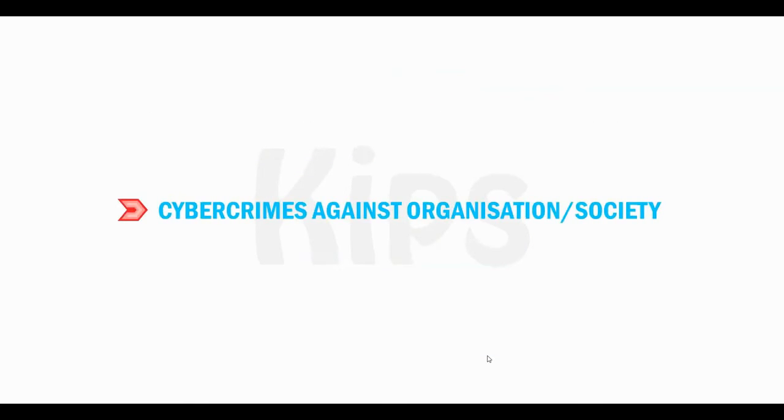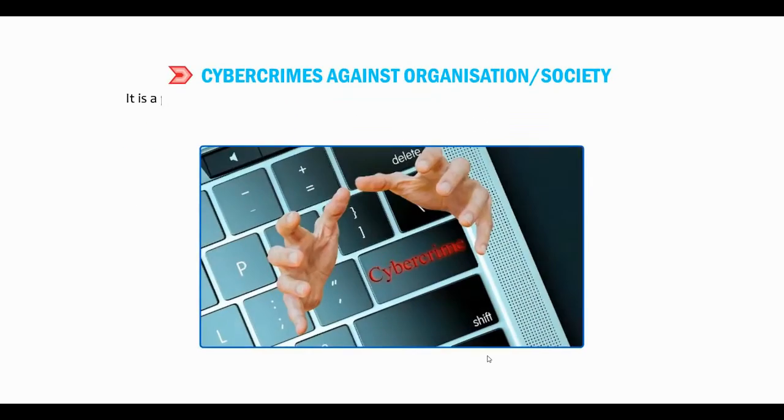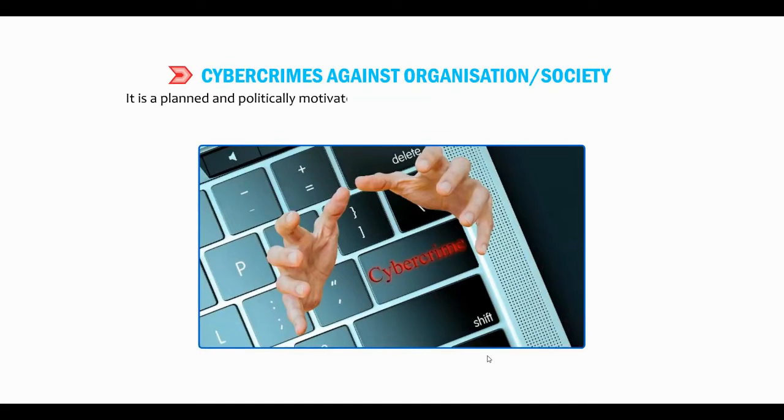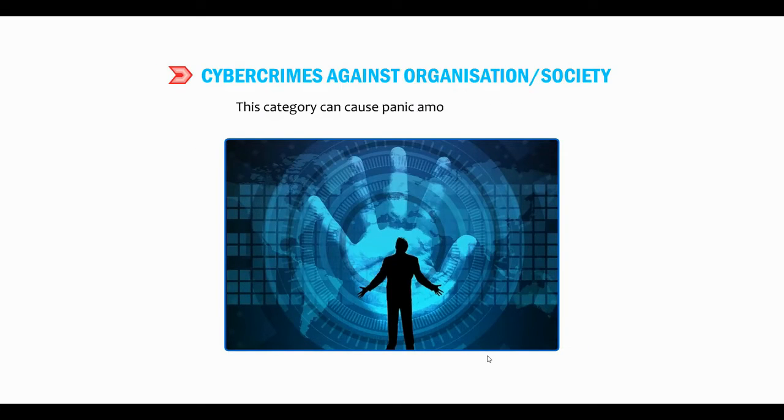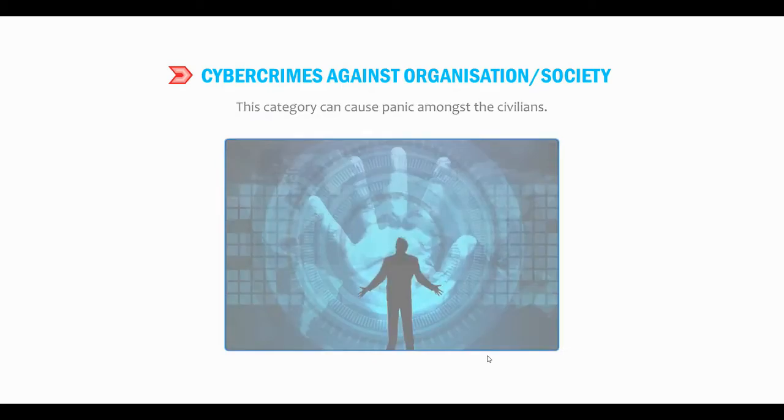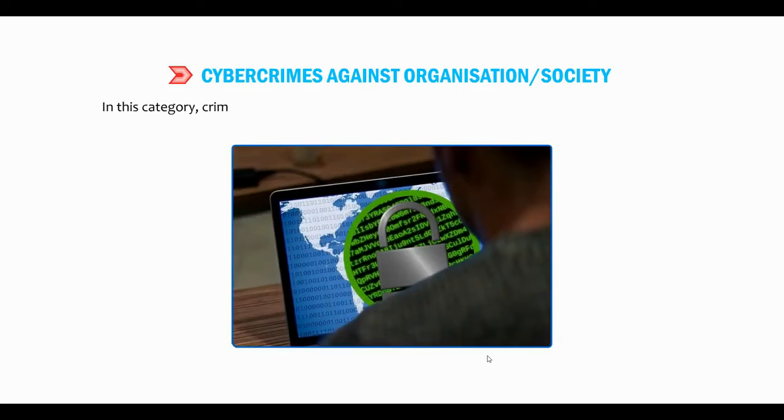Now moving towards cybercrimes against organization or society. It is a planned and politically motivated attack to cause large-scale disorder in computer network. This category can cause panic amongst the civilians. In this category, criminals hack government websites, military websites, or circulate propaganda.